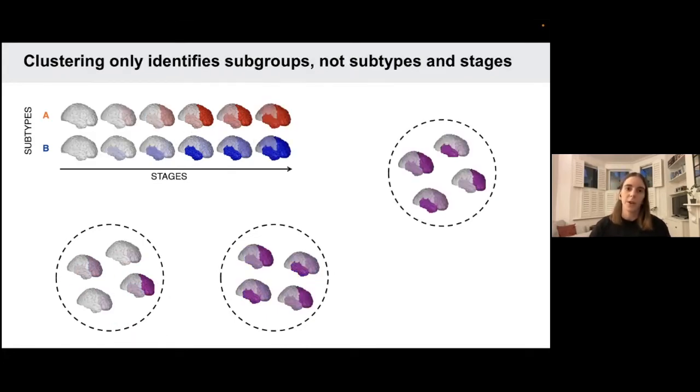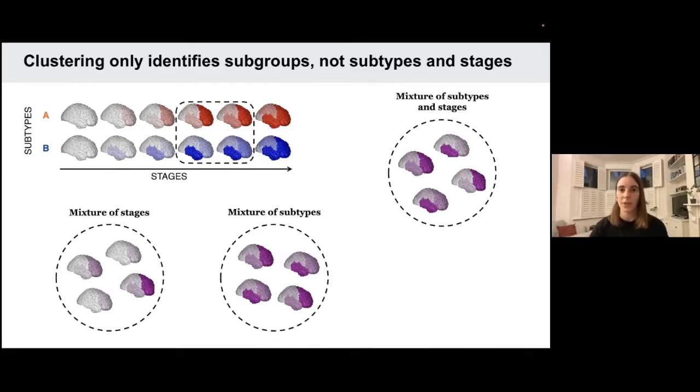But problems start to show up if you have data that comes from a range of underlying disease stages, because clustering starts to struggle because it's simply identifying subgroups rather than disentangling disease subtypes from disease stages. So here, for example, if you try to cluster this type of data where you've got a mixture of subtypes and stages, you might get some clusters that cover a mixture of stages. You might get some that cover a mixture of subtypes. And it's possible that some clusters might even be a mixture of subtypes and stages.